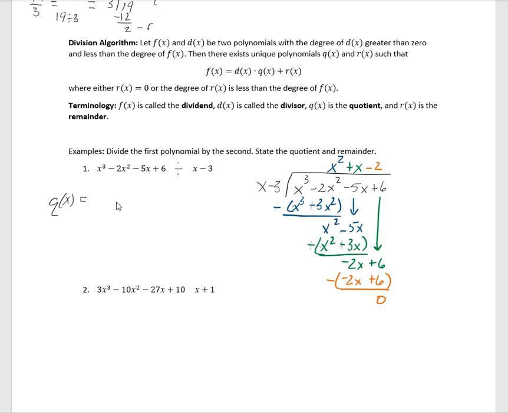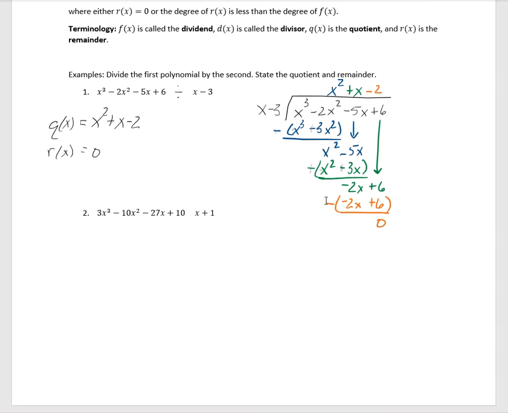Our quotient is x squared plus x minus 2, and our remainder happens to be 0. So basically, x minus 3 times x squared plus x minus 2 equals x cubed minus 2x squared minus 5x plus 6. No remainders. It goes in nicely.